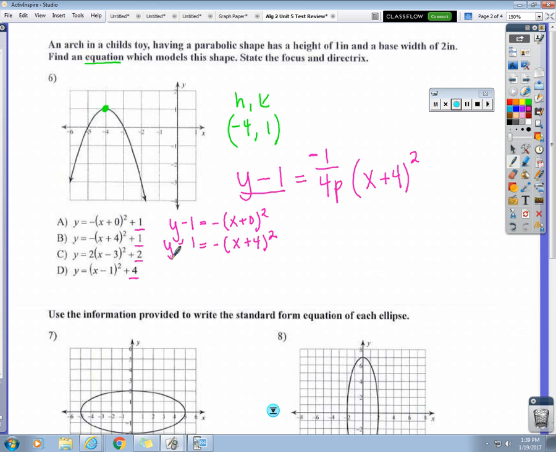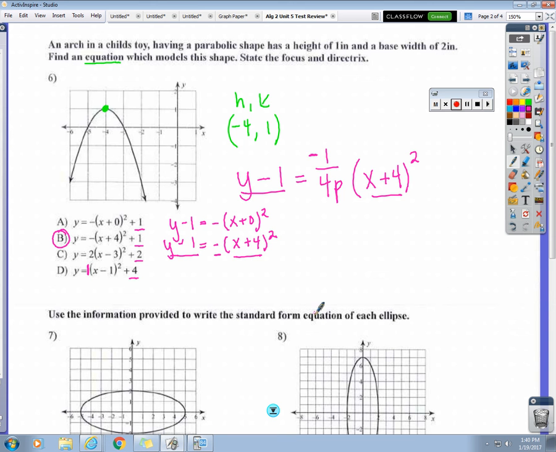Doesn't it have y minus 1, x plus 4, negative, negative? So it has to be B. Think about it. Look at C and D. C has a positive 2. D has a positive 1. It has to be negative because your parabola is opening down. And then you just had to know your h and k were 1 and 4, and then that's enough information to pick the right one.